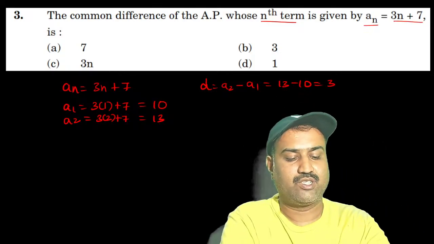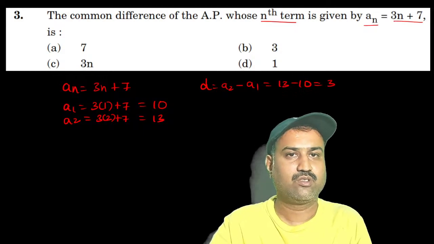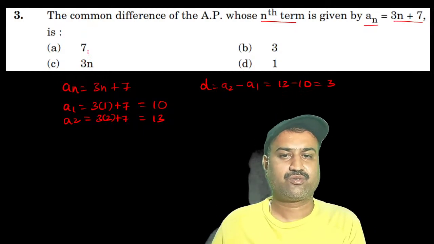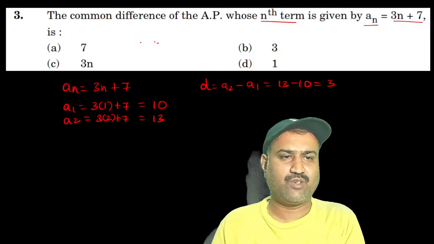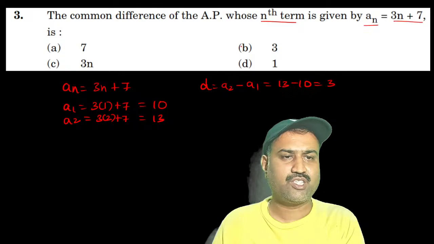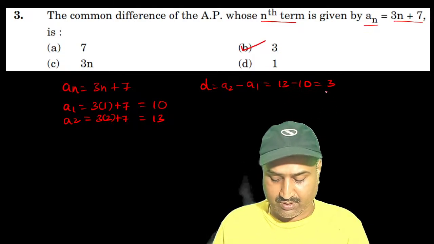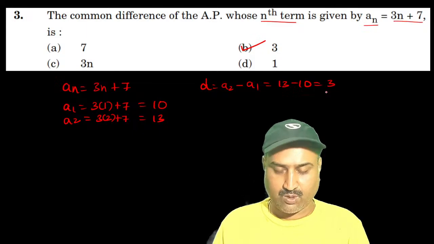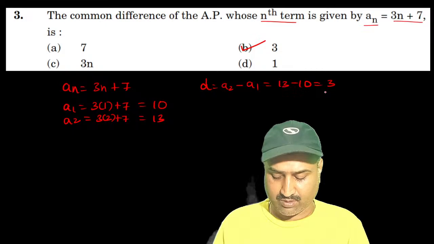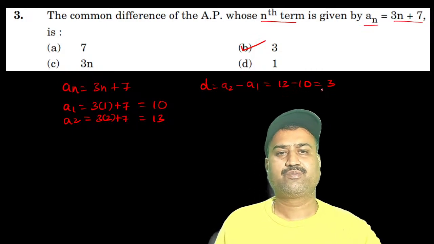Okay, two minutes. I'll just adjust the camera angle here. Yes. Next question. Hope it is very clear. The solution is very simple here. Therefore, the option is B. Since d is 3 here, the option is B. Right? Okay. Next question.